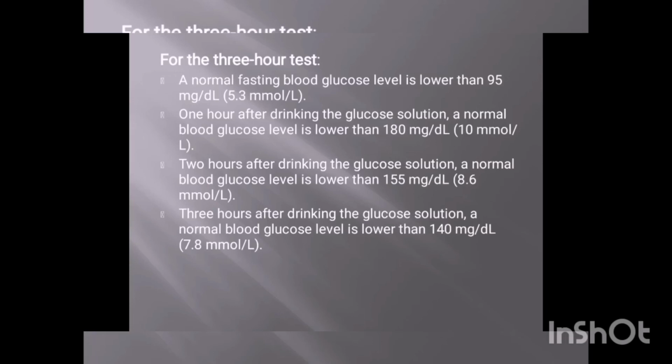So, for the 3-hour test, a normal fasting blood glucose level is lower than 95 mg per deciliter. 1 hour after drinking the glucose solution, a normal blood glucose level is lower than 180 mg per deciliter. After 2 hours of drinking the glucose solution, a normal blood glucose level is lower than 150 mg per deciliter. Then after 3 hours, a normal blood glucose level is lower than 140 mg per deciliter.